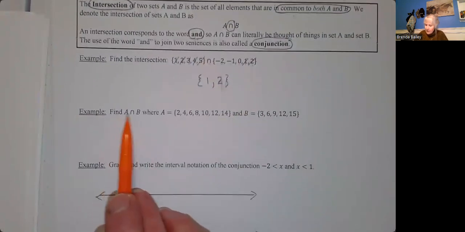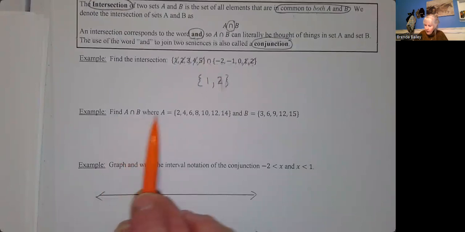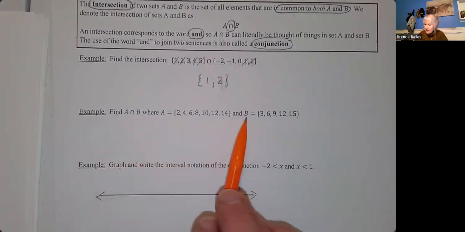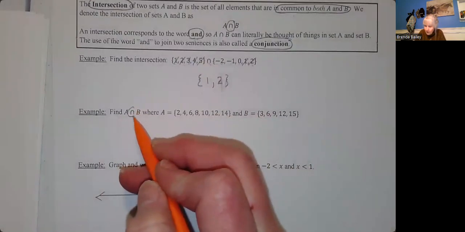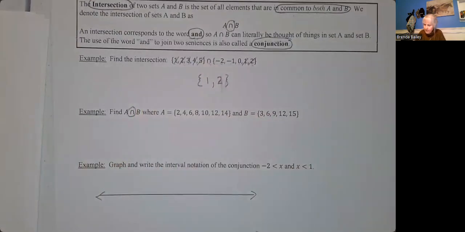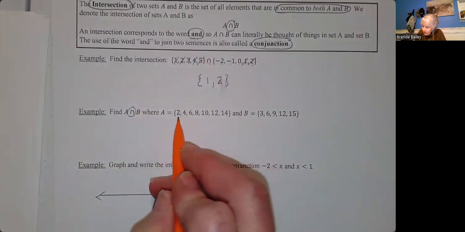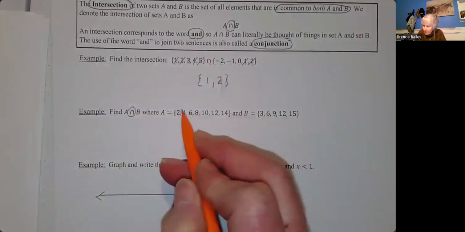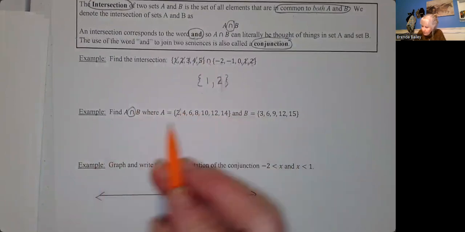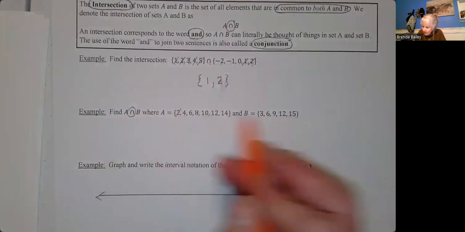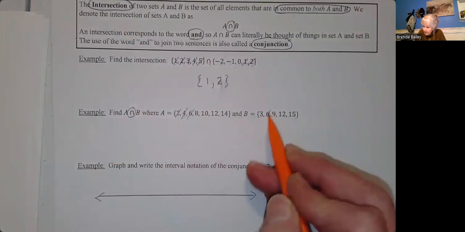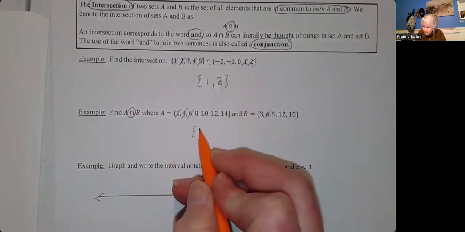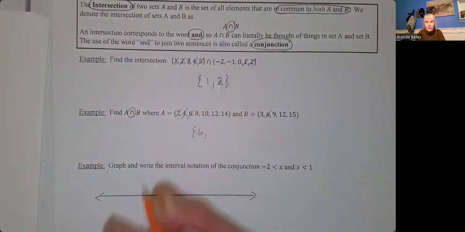All right, find the intersection of A and B, where A is this set and B is this set of numbers. So we look for what's in common because it's an intersection. So we have 2. 2 is not in here. I just cross it off because I've dealt with it. 4 is not in here. 6 and 6. So we do have one number that's in common.